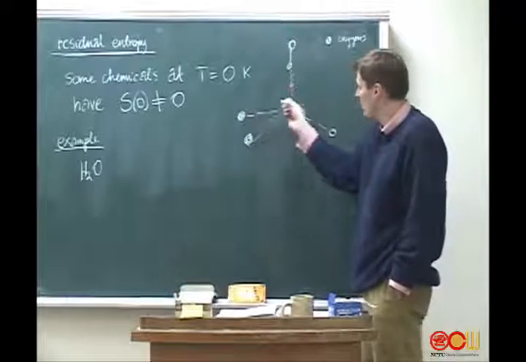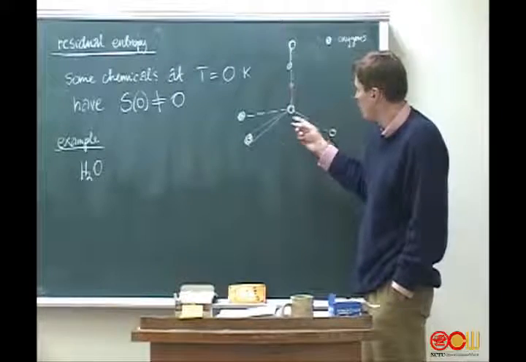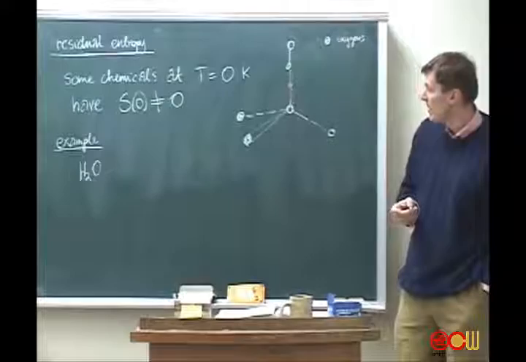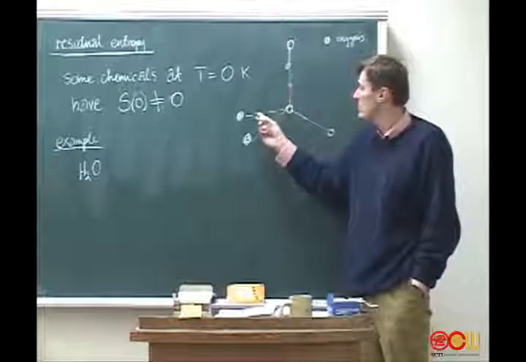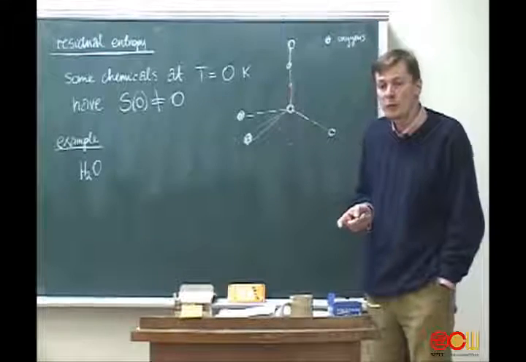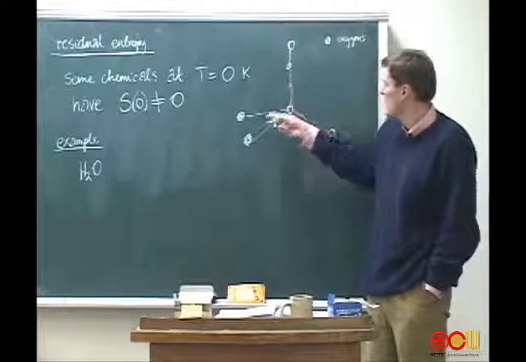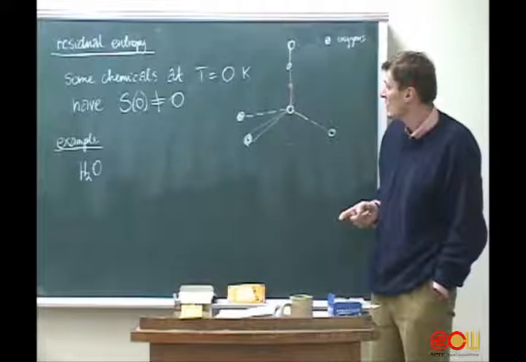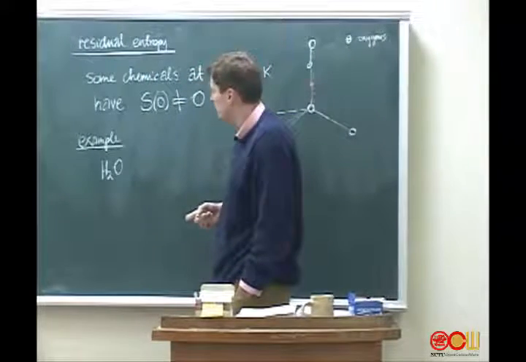Now this is true about every bond. The hydrogen has a choice of being here or here, here or here, here or here. And finally, because of this freedom of occupying this place or this place, the number of possibilities of putting the water molecule in the crystal is larger than one. And finally, water has a residual entropy at zero Kelvin.